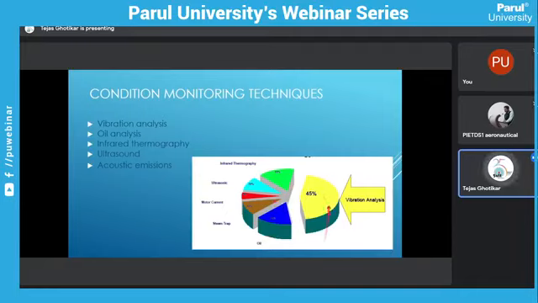So now if you see here, out of all the different condition monitoring techniques, 45% is based on vibration analysis or vibration monitoring. In most cases, it is based on vibration analysis, because that is the major factor behind the failure of equipment.